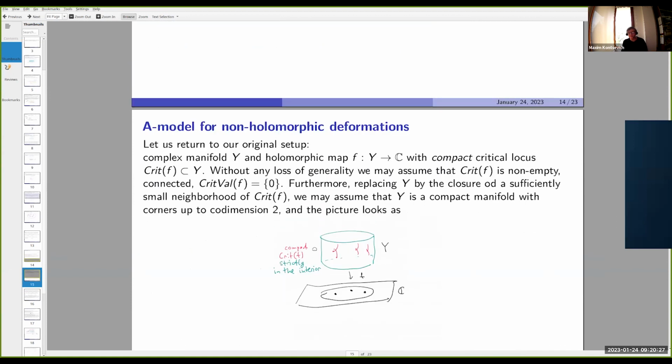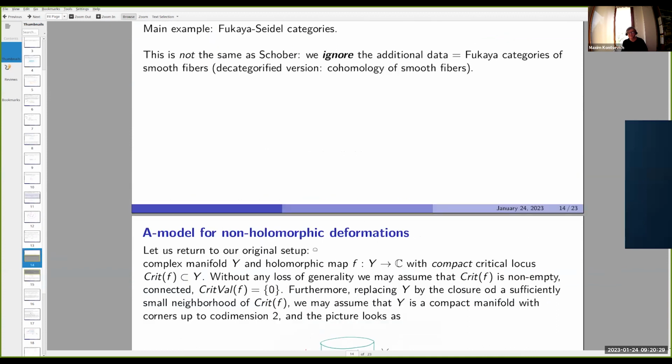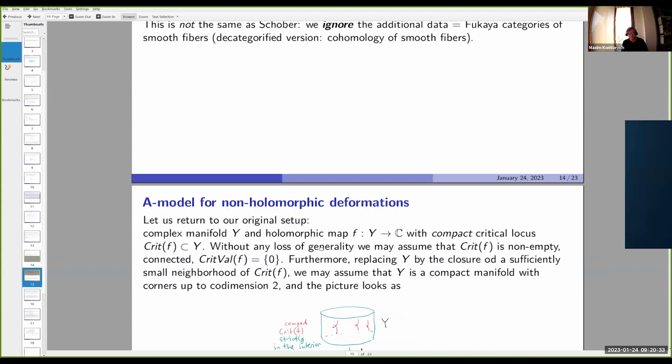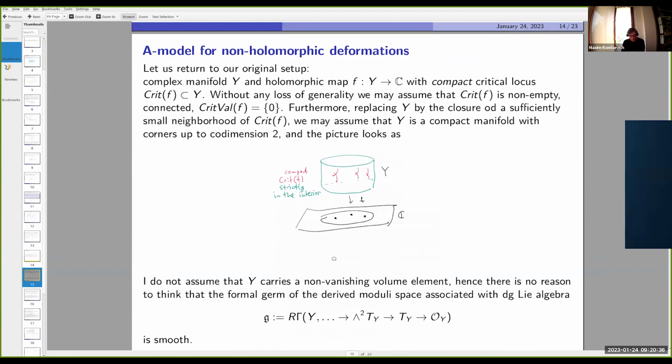Now I finished with this general topological consideration, and now go to the main body of my talk. How to relate this to non-holomorphic deformation of Landau-Ginzburg models? So what was our original setup?